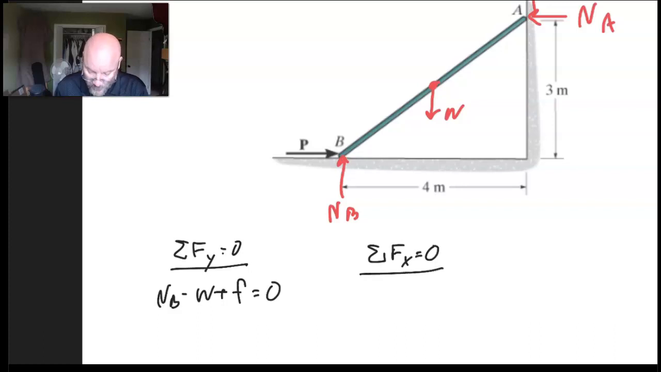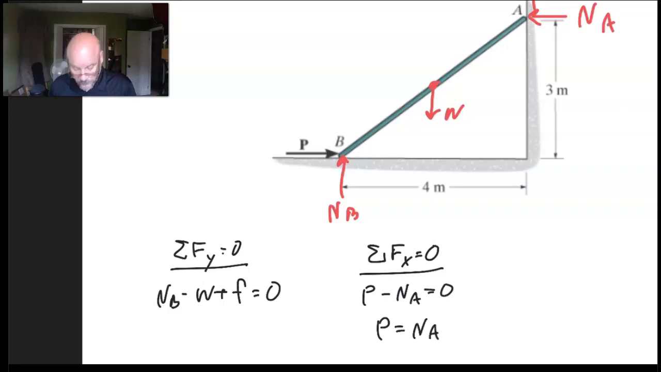Looking at the horizontal component of all of our forces, we're going to have P minus F. Oh, no, not okay. Not cool. That didn't seem quite right to me. It's actually NA up there is what that is. And so we can learn right off the bat that P is equal to NA. So that's helpful.